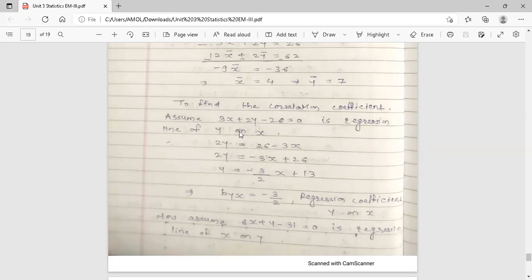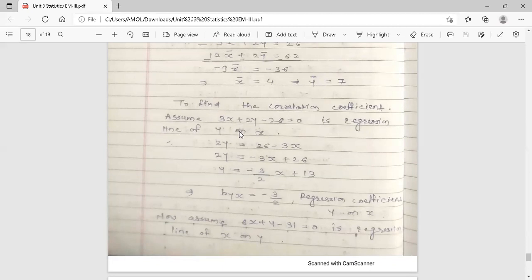Now your question will be: why are we assuming the first equation as the regression line of y on x? The answer is that you can assume any equation as the regression line of y on x and the other as x on y. But in the final answer, when we calculate the coefficient of correlation, that value must be less than 1, because we know the value of the coefficient of correlation is always less than or equal to 1. If you get it greater than 1, then your assumption is wrong and you interchange the equations. That is the solution.